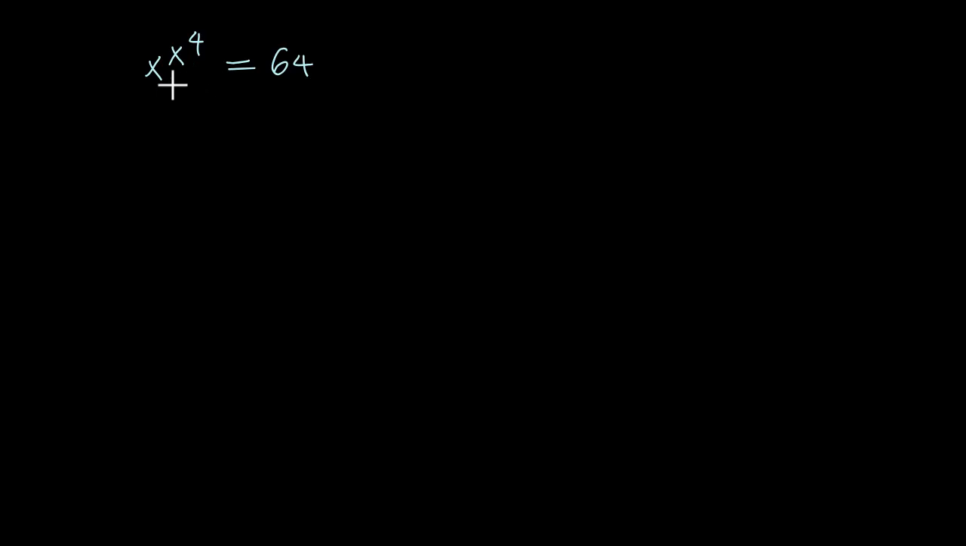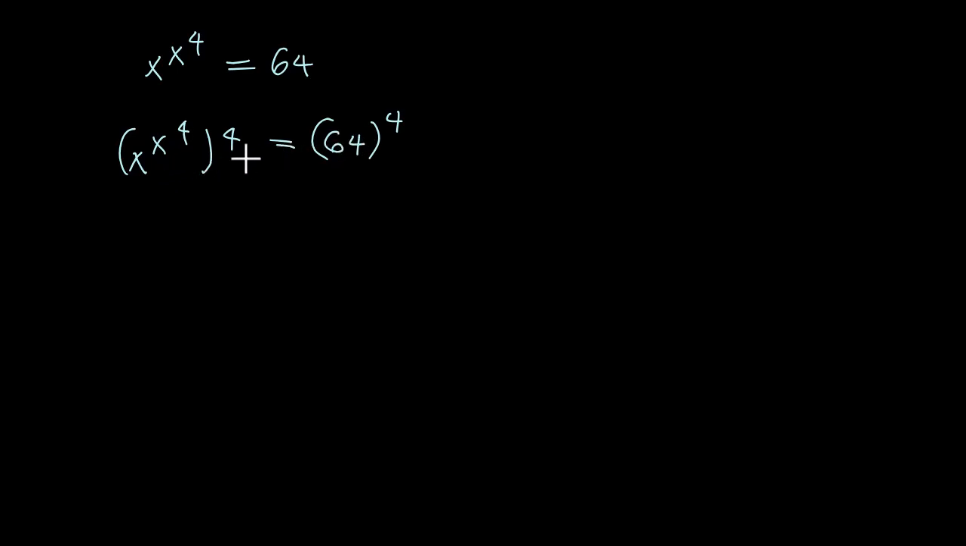What I'm going to do to the left hand side, which is x raised to power x raised to power 4, will be to raise it again to power 4 like this. And of course, whatever you do to the left, you do to the right, meaning I now have 64 raised to power 4 on the right hand side as well.